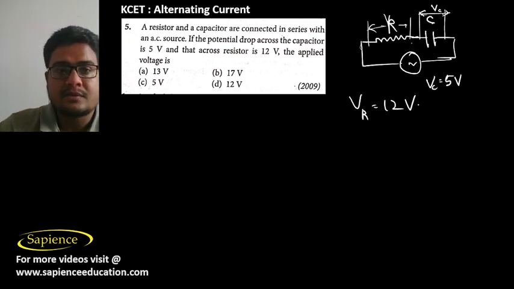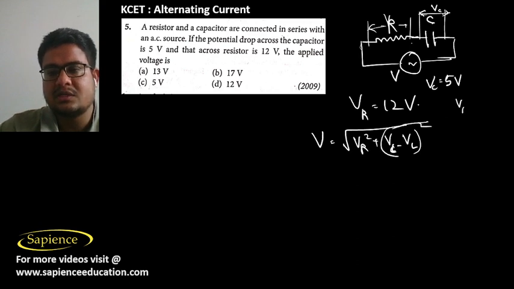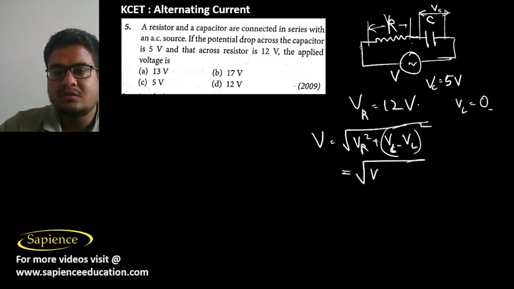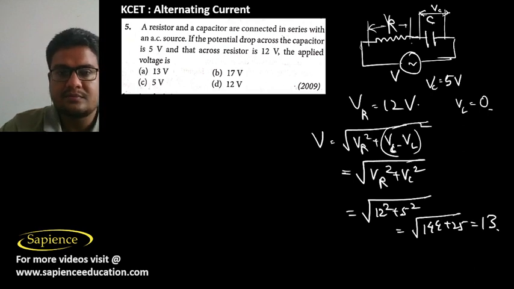We know that the applied voltage V is equal to the square root of VR square plus (VC minus VL) whole square. But here there is no inductor, so VL will be 0. Therefore, simply it will be the square root of VR square plus VC square, which is the square root of 12 square plus 5 square. That is 144 plus 25, that is 169, so that is 13. That is 13 volt, the applied voltage. A is the correct answer.